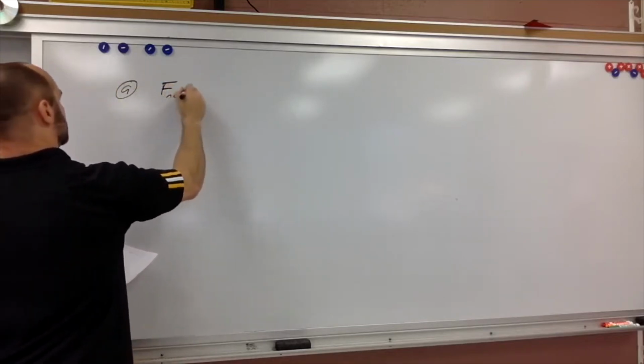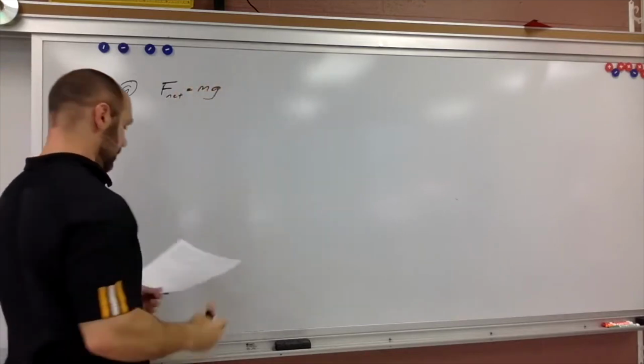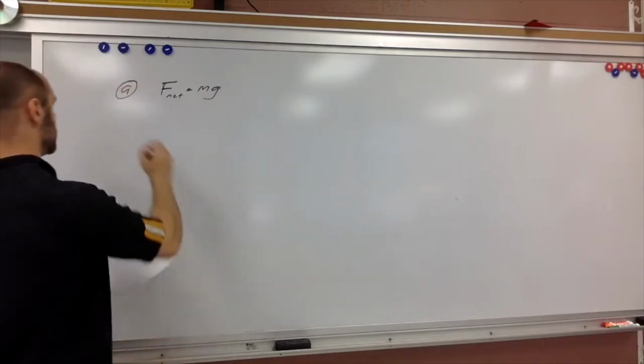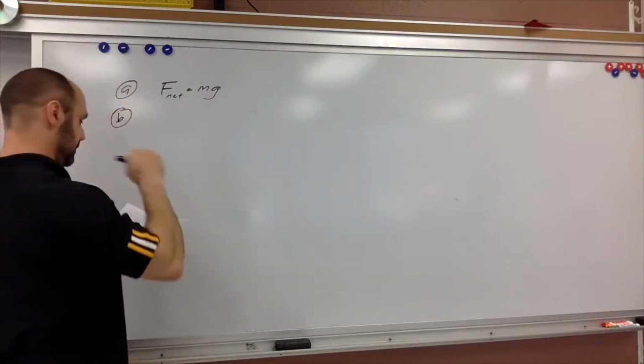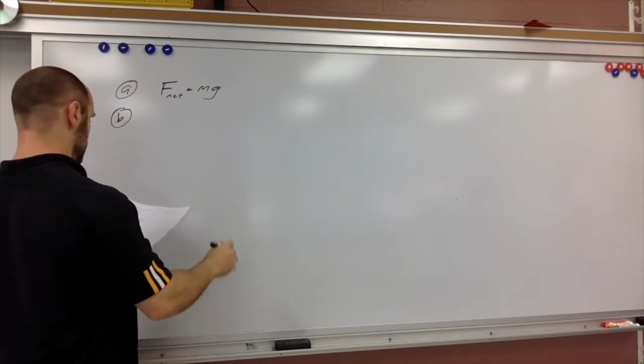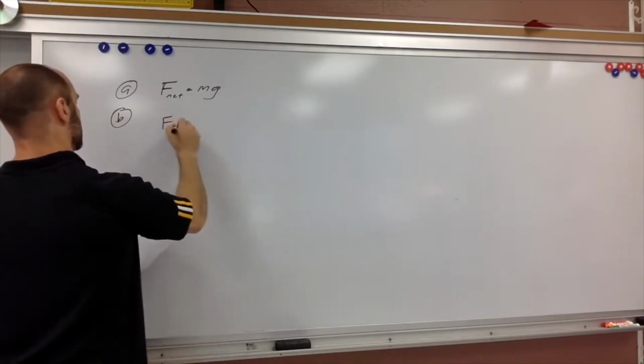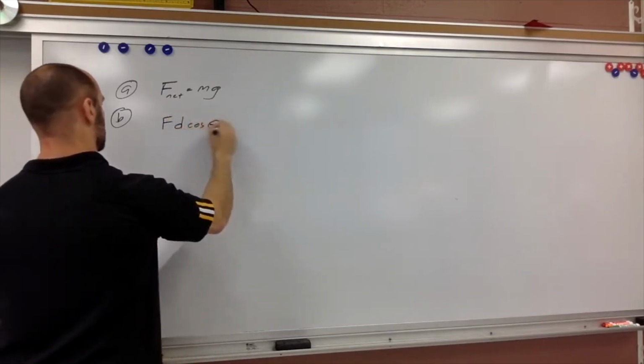F net is mg. We don't talk about air resistance here, so it's just force under gravity. So the expression for the net work done on the stone is going to be Fd cosine of theta.